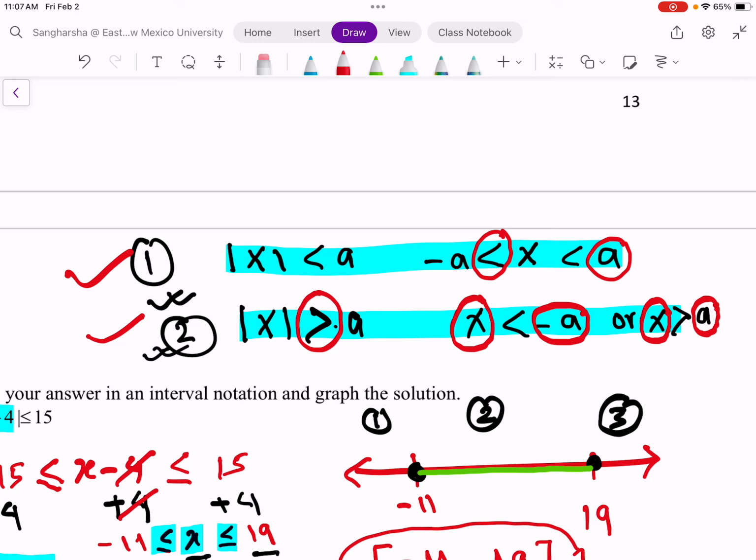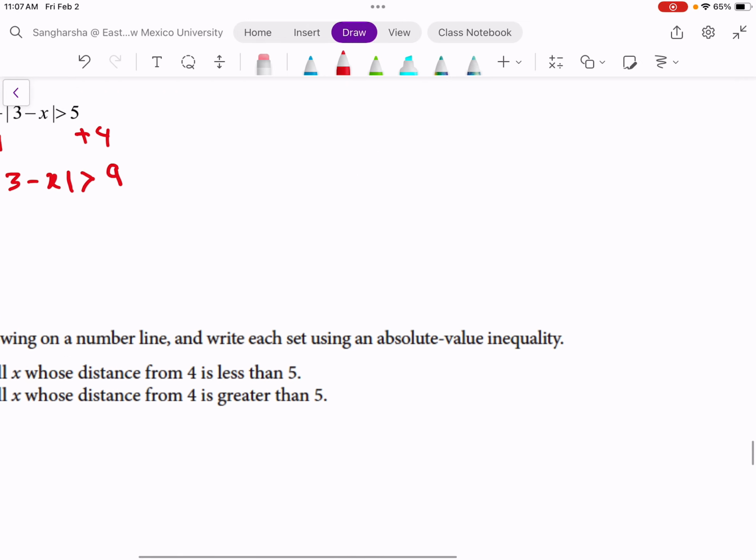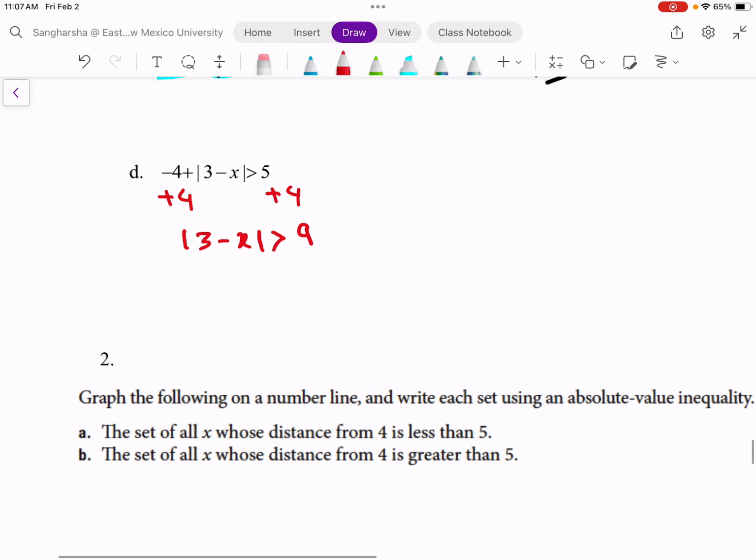According to this rule 2, you write down whatever you have inside the absolute value, 3 minus x less than, we don't have equal to here, negative of 9, which is negative 9, or we're going to have 3 minus x greater than positive of the right side, which is positive 9. So from one absolute value inequality we have two different inequalities. Now we solve each of these inequalities.